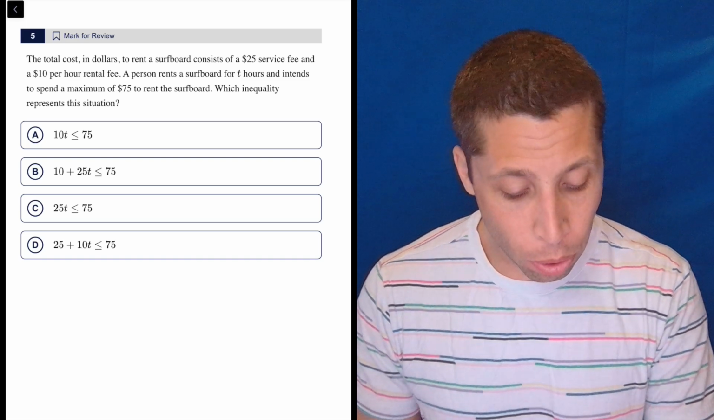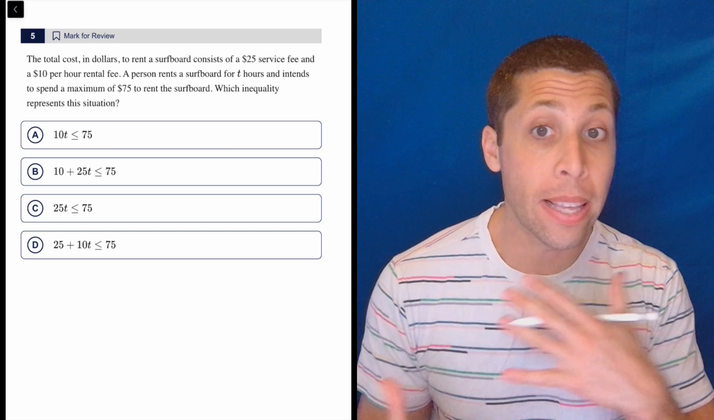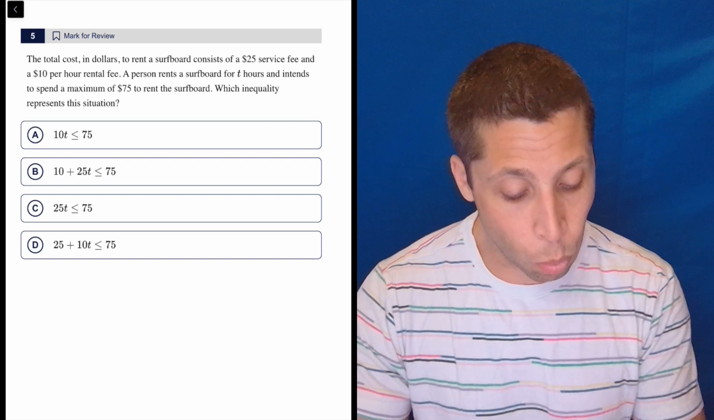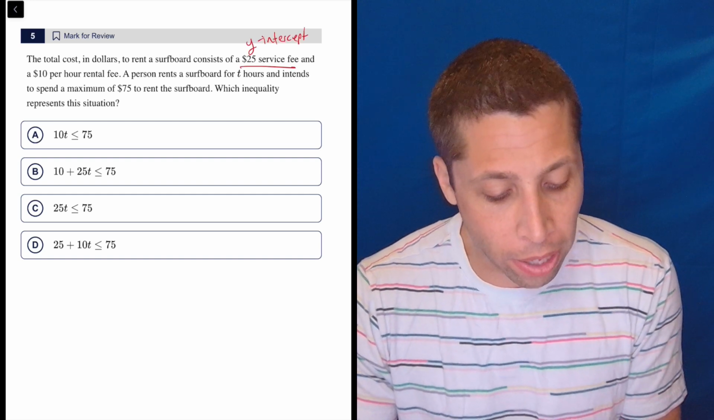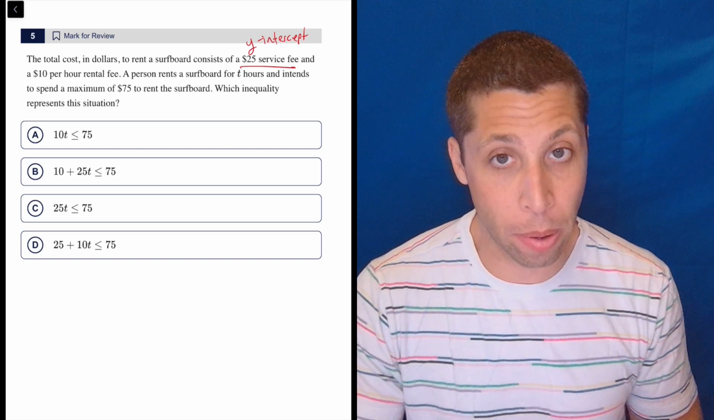rental fee. So fees, generally speaking, if we have some sort of base fee, some sort of fee that can't be avoided, that's just kind of there no matter what we do, that's going to be kind of like a y-intercept. So that's kind of what I'm seeing here with this $25 service fee. It's just a flat fee, right? So flat fee is another way that we might see it.